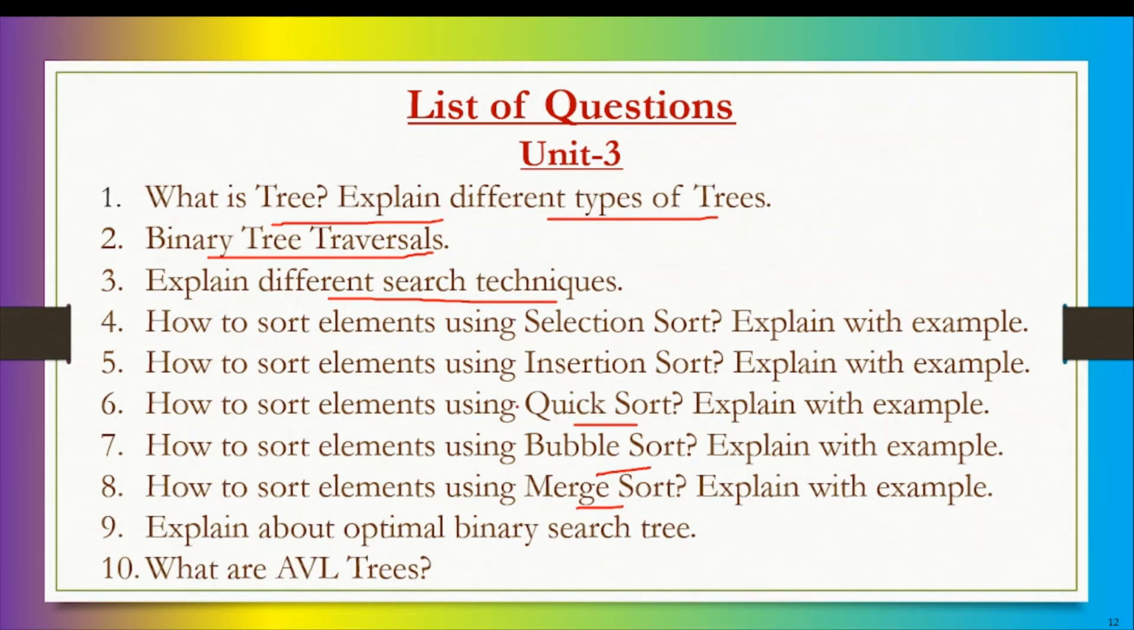Okay, if you learn any of quick, bubble or merge, you can attempt any question from this. And another possibility for the short question is the optimal binary search tree. Okay, this AVL tree is also for the short questions. So binary tree traversals is the long question, searching techniques is also the long question, and any of the sorting is the long question. AVL trees, optimal binary search tree, types of trees, just a tree, are all for the short questions.